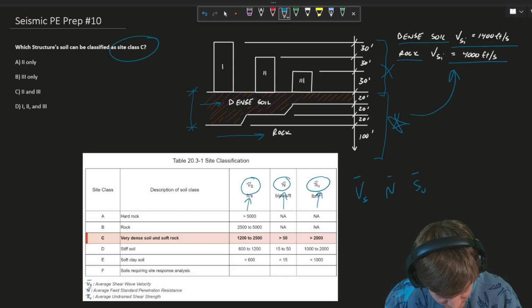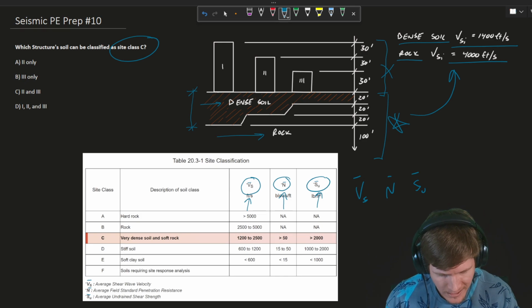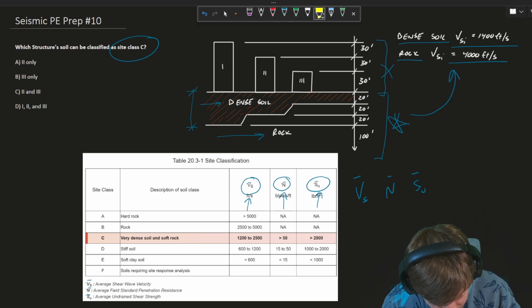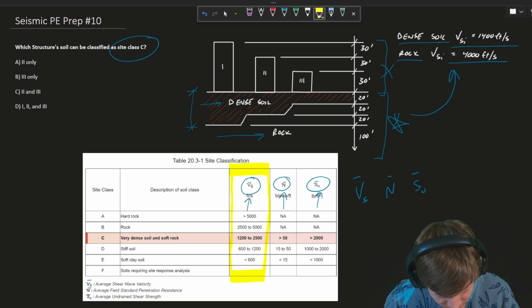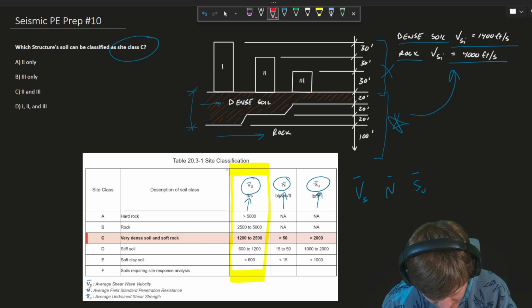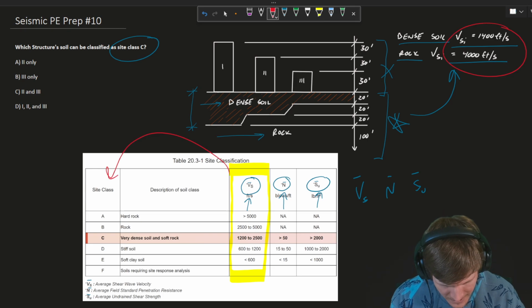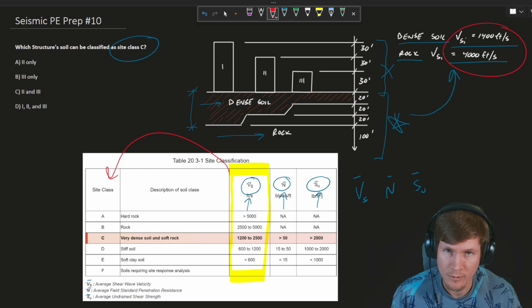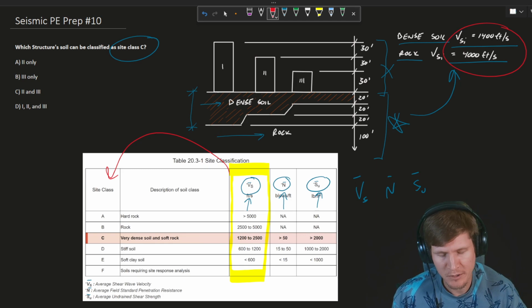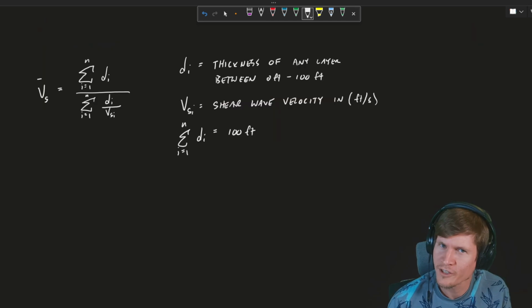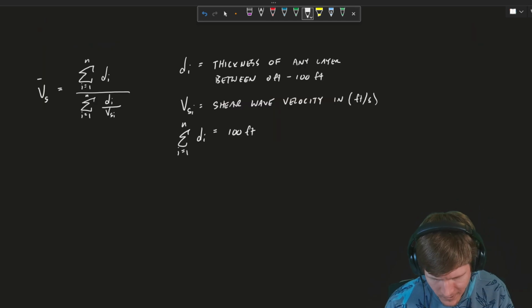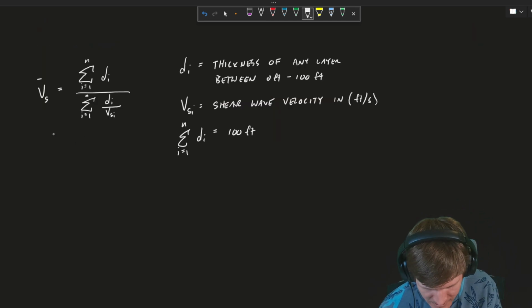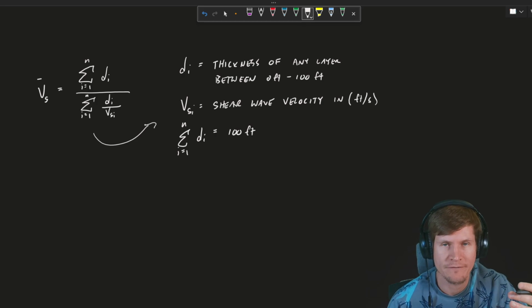We see that we've been given our shear wave velocities for the 2 soil types below our structures. So we're going to find ourselves in this quadrant of the table right here. In order to get our site class, we need to do 1 small equation that is just below this table in the ASCE 7. And that equation looks something like this. Looks a little scary, but it's actually really straightforward. And just below the equation in the ASCE 7, they give you all the definitions of the variables.